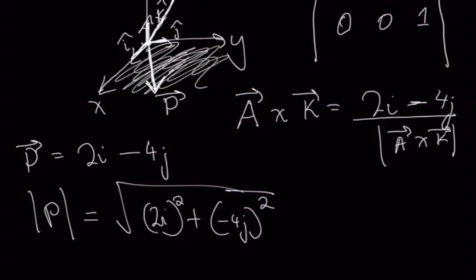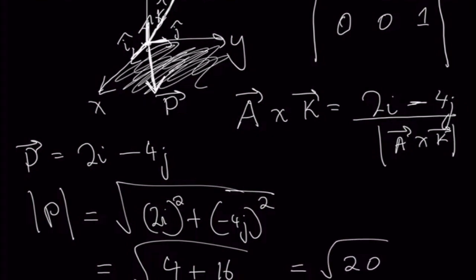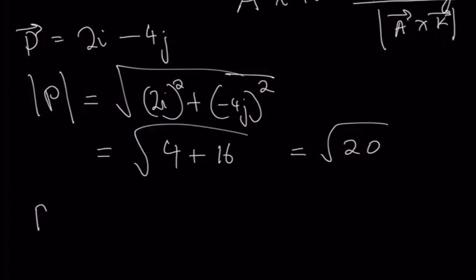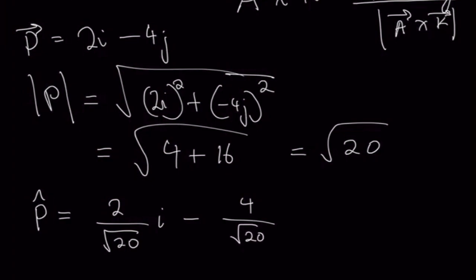And since i is 1 and j is 1, if you square them, regardless of their orientation, they will always equal 1. So the square root ultimately becomes 4 plus 16, which is the square root of 20. So p hat, which is the unit vector, is equal to 2 over the square root of 20 i minus 4 over the square root of 20 j.